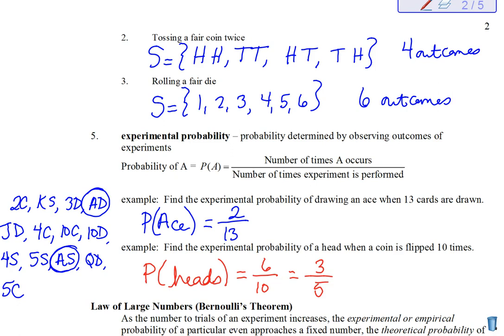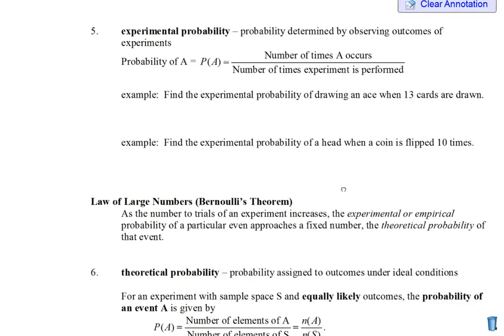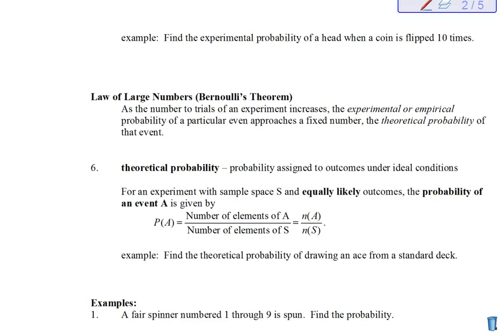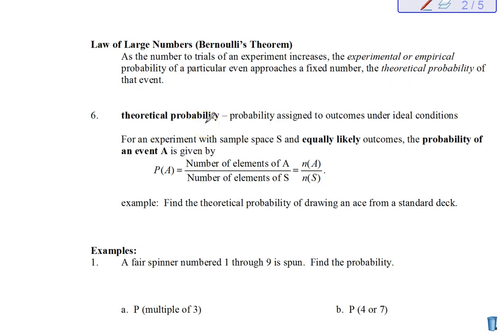Next thing we have here is the law of large numbers. What this says is, and this is a theorem that was developed by Bernoulli, which is a mathematician, as the number of trials of an experiment increases, the experimental probability will approach a fixed number, which is the theoretical probability. What that means is the more times that you do an experiment, that experimental probability will get closer and closer and closer to the theoretical.